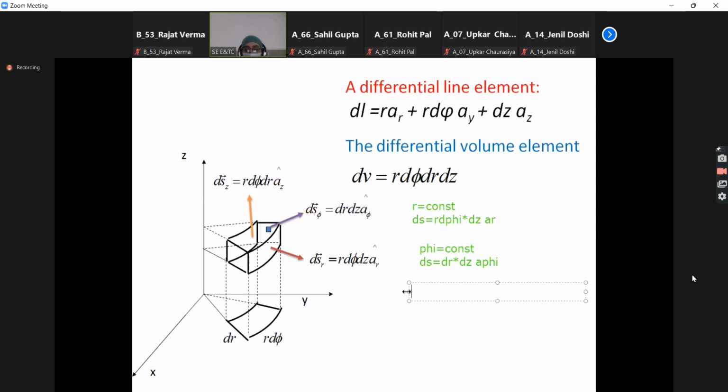Okay, so now for z equal to constant, can someone tell me how will I write down the magnitude? What will be the length, what will be the breadth, how will I write the magnitude of this particular z equal to constant plane? r divided by dr. Okay, so it is going to be dr into r dφ. So length will be dr. So you have to be very specific.